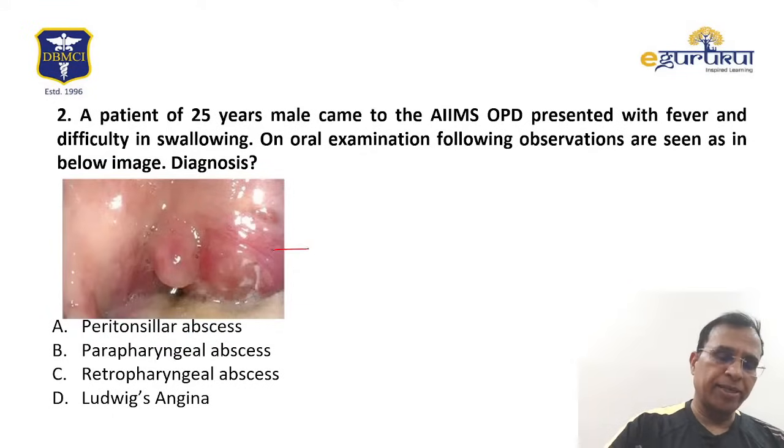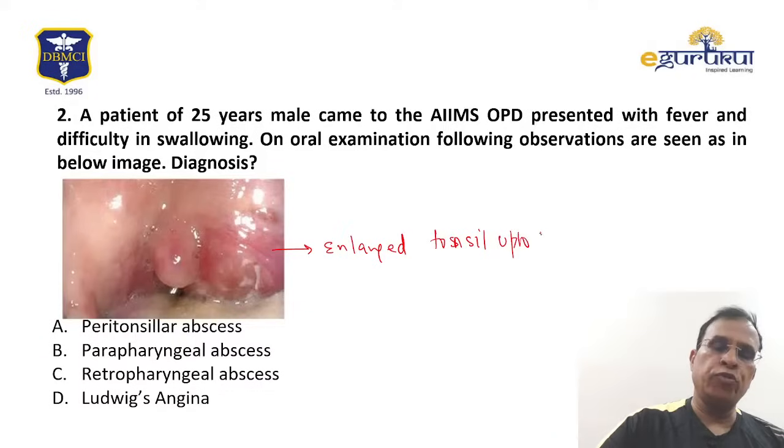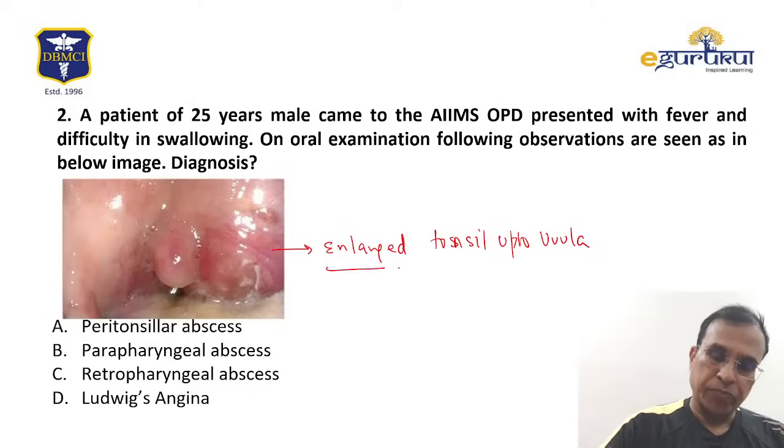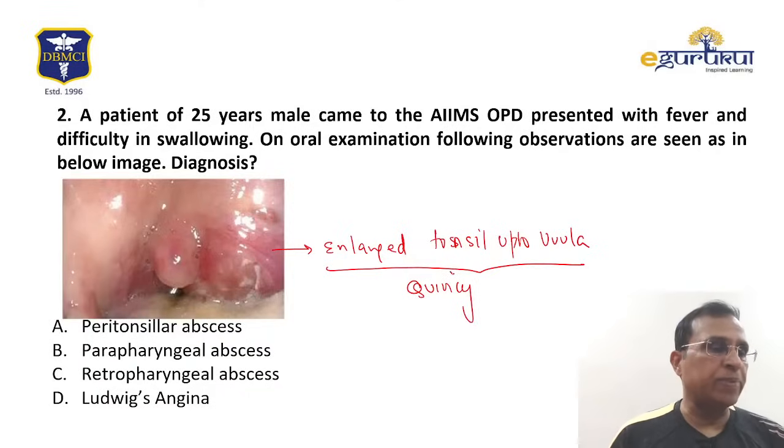So this is an enlarged tonsil up to the uvula, isn't it? And this is very typically seen in quinsy, which is the other name for peritonsillar space abscess.